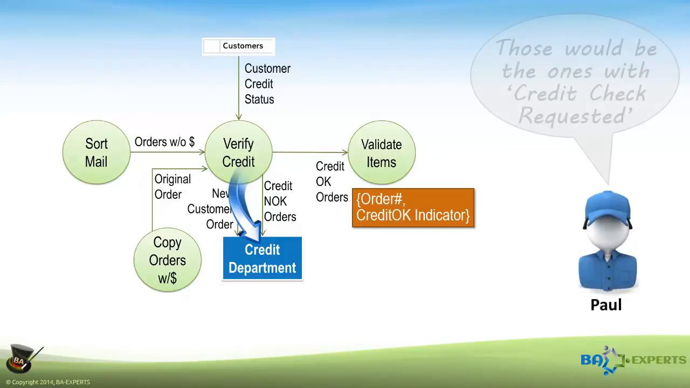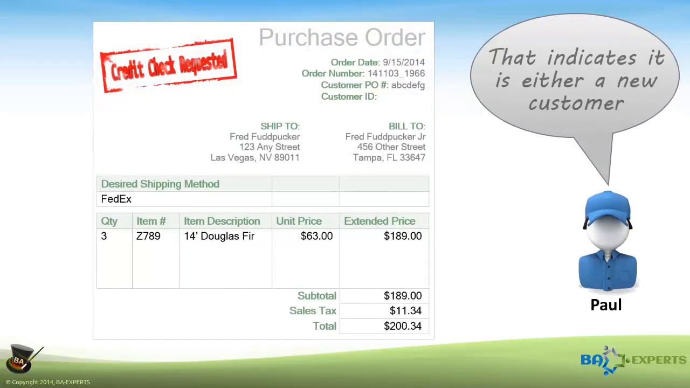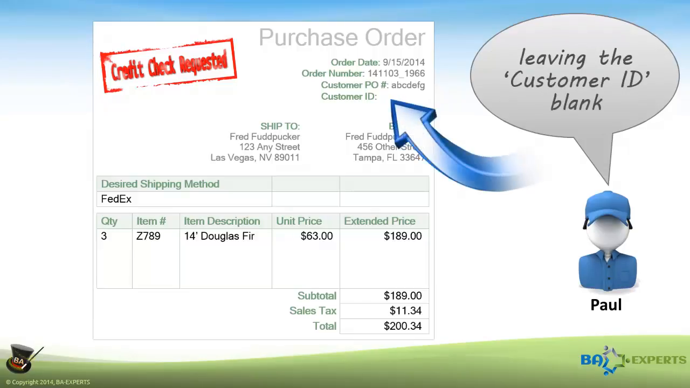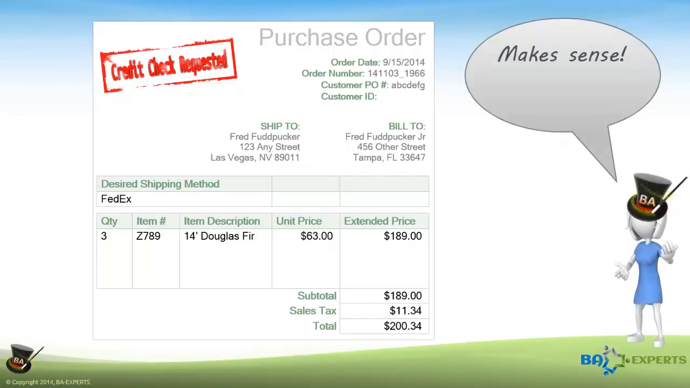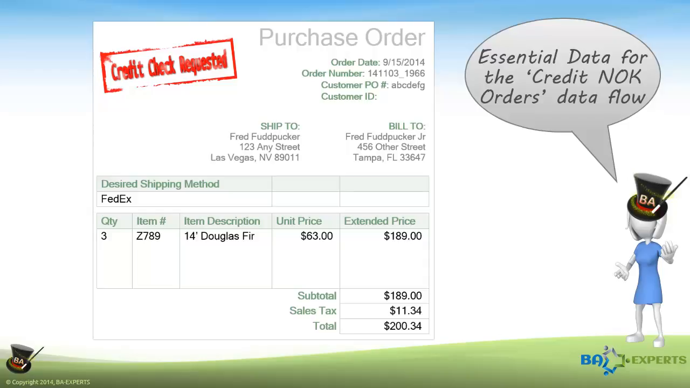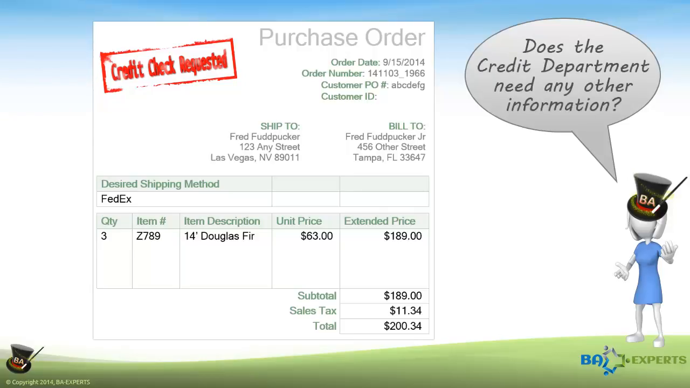Paul: Those would be the ones with credit check requested stamped on them. That indicates it is either a new customer, which we indicate by leaving the customer ID blank, or an existing customer who owes us from previous orders. Makes sense? So essential data for the credit NOK orders data flow would be the order number and the check credit requested stamp, right? Does the credit department need any other information to deal with these orders?